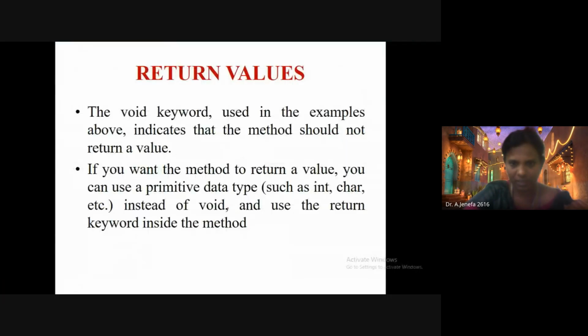Okay. So this is the return value. What is a return value? In case you want to return values from the function definition to the function calling, you are supposed to use the keyword return. The void keyword used in the examples above indicates that the method should not return any value. If you use the void keyword in the function definition, the method will not return any value. If you want to return a value, you can use a primitive data type such as int, char, etc. You can use any data type to return values from the function definition to the function calling.